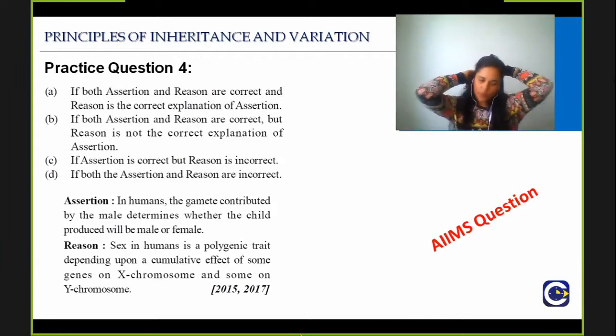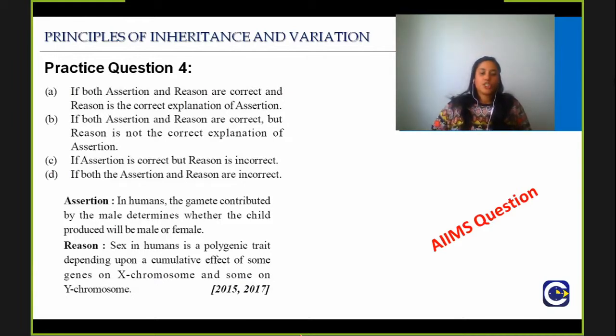Just try to answer it and then we will see what is the answer. Assertion and reasoning type of question. In humans, the gametes contributed by the male determines whether the child produced will be male or female. Sex in humans is a polygenic trait depending on cumulative effect of some genes on X chromosome, some genes on Y chromosomes.